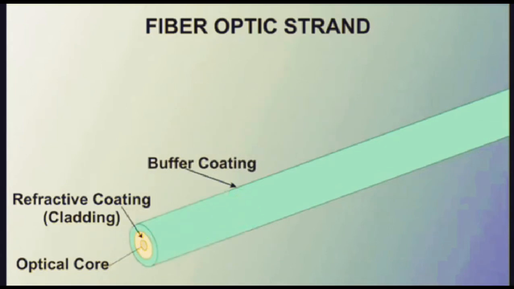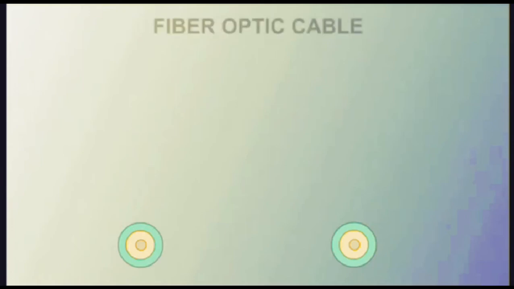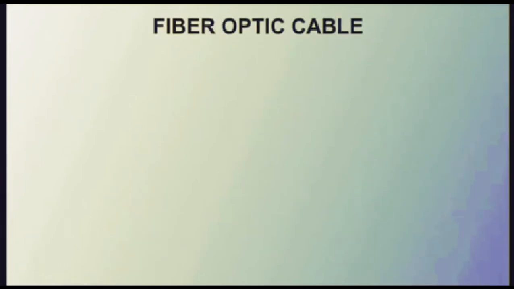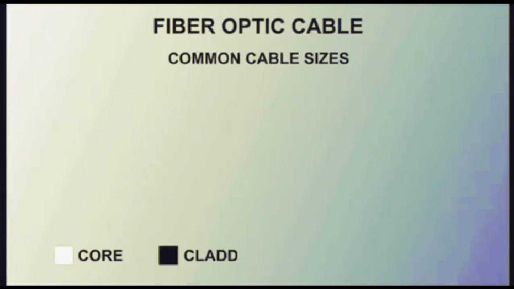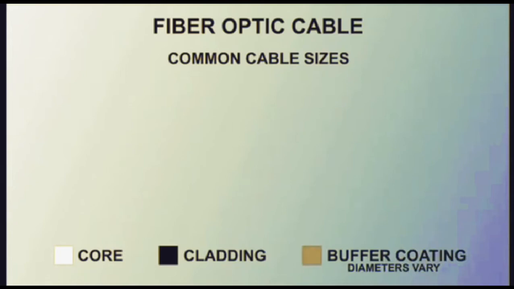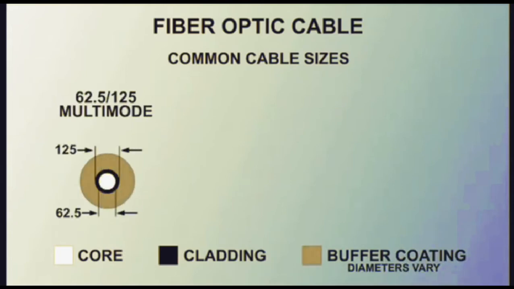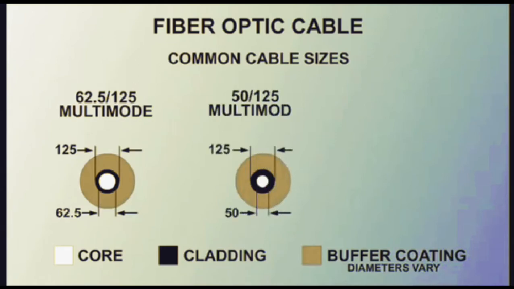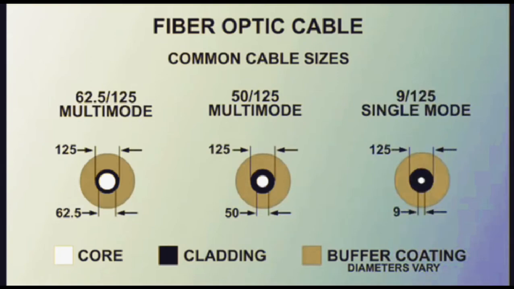Fiber optic strands are typically bundled into a cable. Fiber specifications list the core and cladding diameters as a ratio. Multimode fiber is usually either 62.5 by 125 microns or 50 by 125 microns. Single mode fiber is commonly 9 by 125 microns.